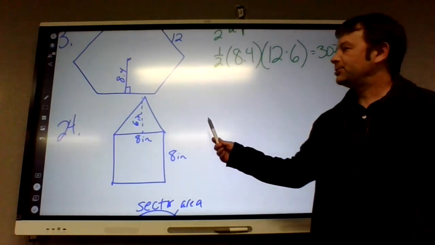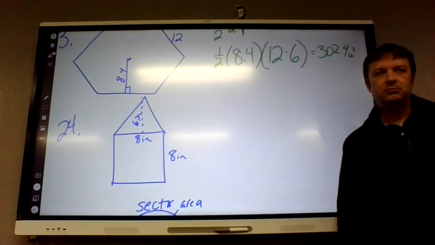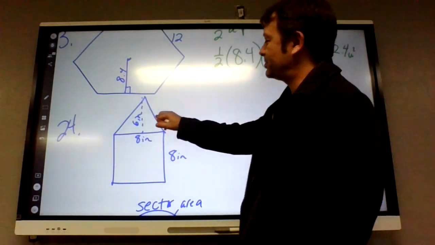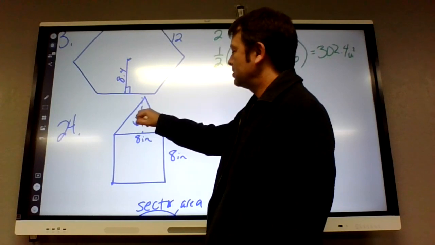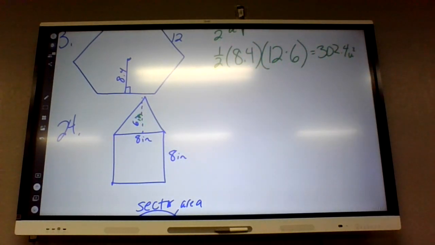Okay, shh. 24. Find the area of that whole thing. You do the triangle first. You're gonna give me a second. This is supposed to say 6 inches. That's what that says. Six inches, okay.